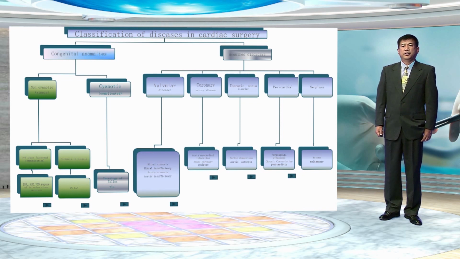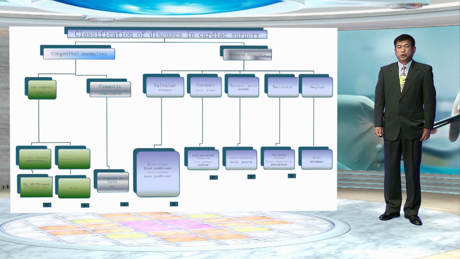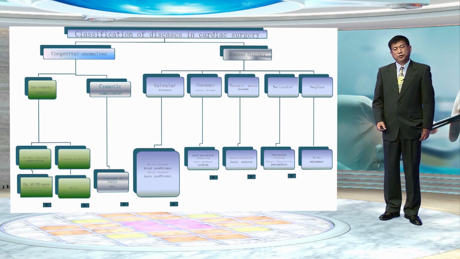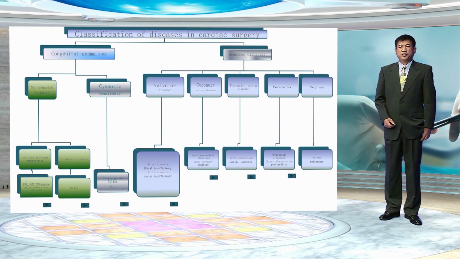In non-cyanotic diseases, they are either abnormal communication, we call it defect, or stenosis in the cardiovascular system. Because the pressure within the systemic system is higher than that in the pulmonary system, if an abnormal communication exists, the left to right shunt is inevitable.